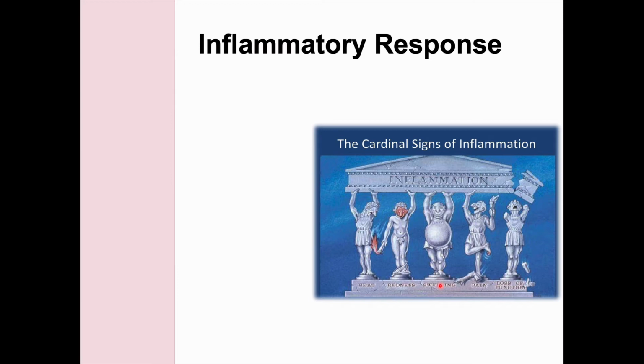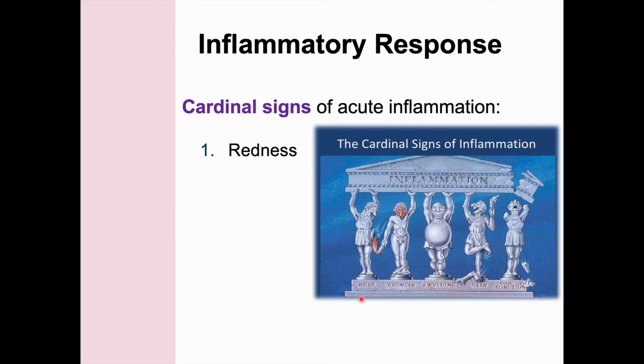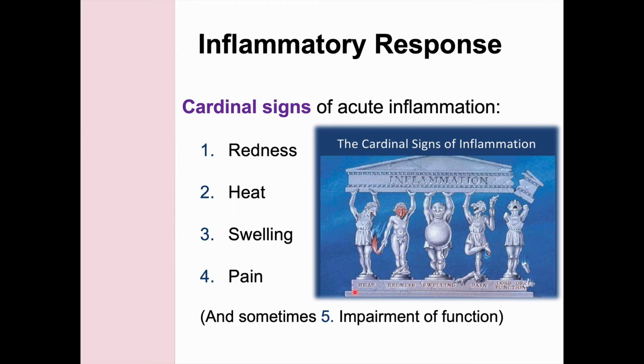What happens in swelling? There are two types of inflammation: due to accumulation of extracellular fluid, we call this edema, or due to accumulation of more intracellular fluid, we call it swelling. Then there will be pain and loss of function. So these are all the cardinal signs of inflammation: redness, heat, swelling, pain, and loss of function.